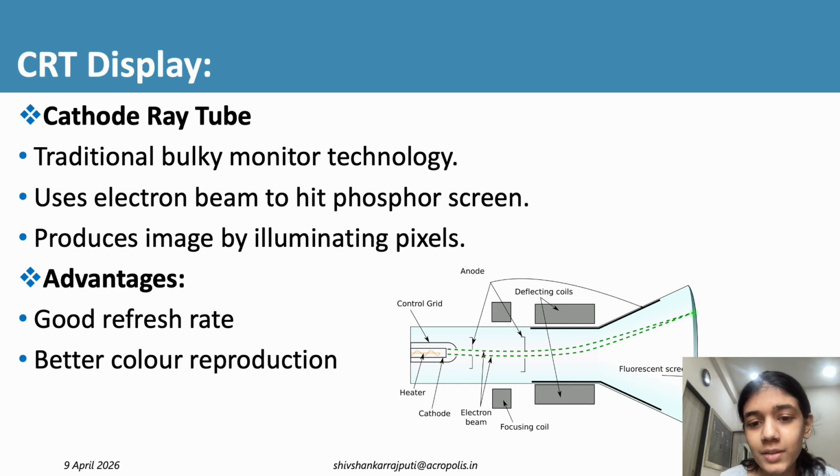So the earliest form was the cathode ray tube. This was very large, big in size. It was traditional bulky monitor technology. It used an electron beam to hit a phosphor screen, and it produced an image by illuminating pixels. This is a diagram that represents the cathode ray tube, and the advantages were that it had better color quality and good refresh rate, but it also had disadvantages as the size was very large and it used to consume a lot of energy. Power consumption was very large.